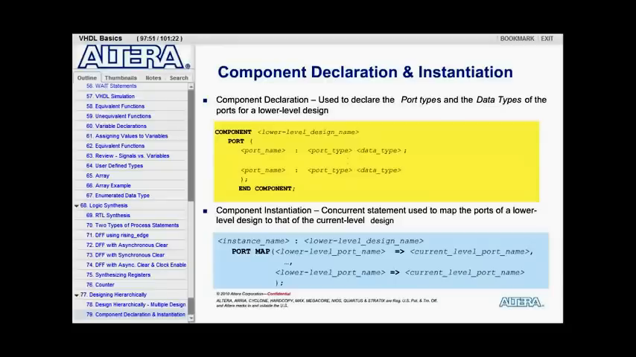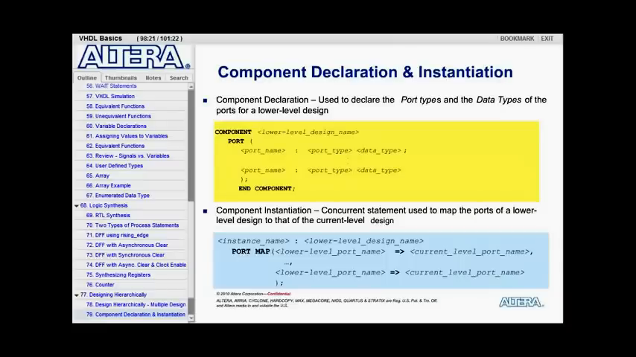To do the component instantiation, this is where you want to map the ports of the lower level block to signals in the current level of the design. To do that, you want to assign a unique instance name to each instantiation of that component. Say for example, I have a lower level block and I want 5 copies of that block in my design, then I would provide a unique instance name to each copy.